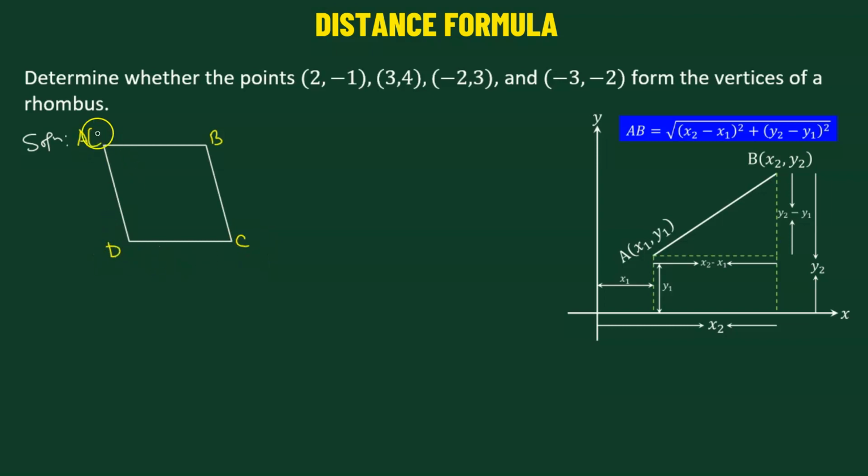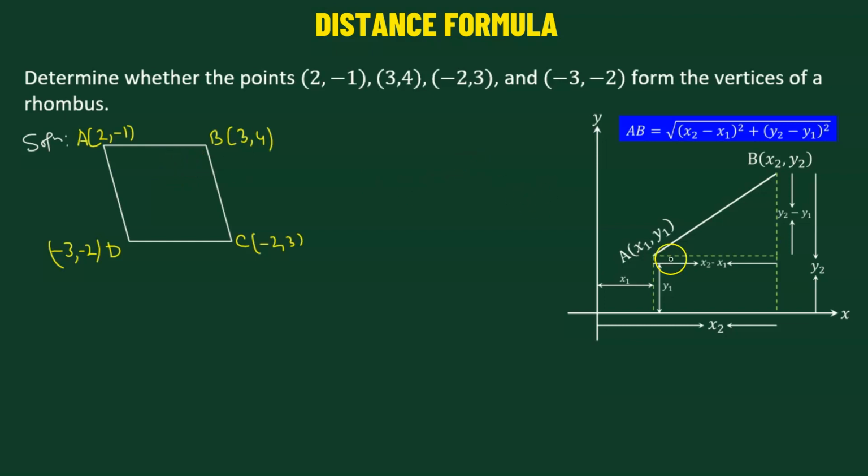We will suppose that the coordinate of A is (2, -1). Coordinate of B, let it be (3, 4). Coordinate of C, let it be (-2, 3). And coordinate of D, let it be (-3, -2). Now, in order to show that ABCD are indeed the vertices of a rhombus, we'll have to show that the sides are of equal length. So we'll begin by finding out the length of each of the sides.